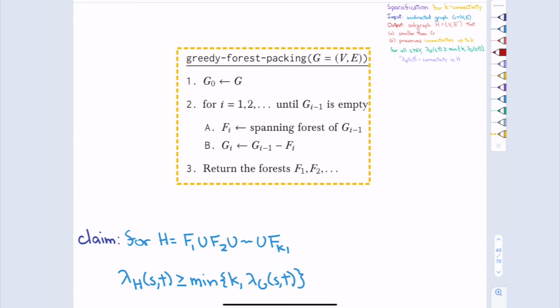Okay, so the claim is that the first 2 forests are going to preserve connectivities up to 2. The first 5 forests will preserve connectivities up to 5. The first k forests will preserve connectivities up to k.